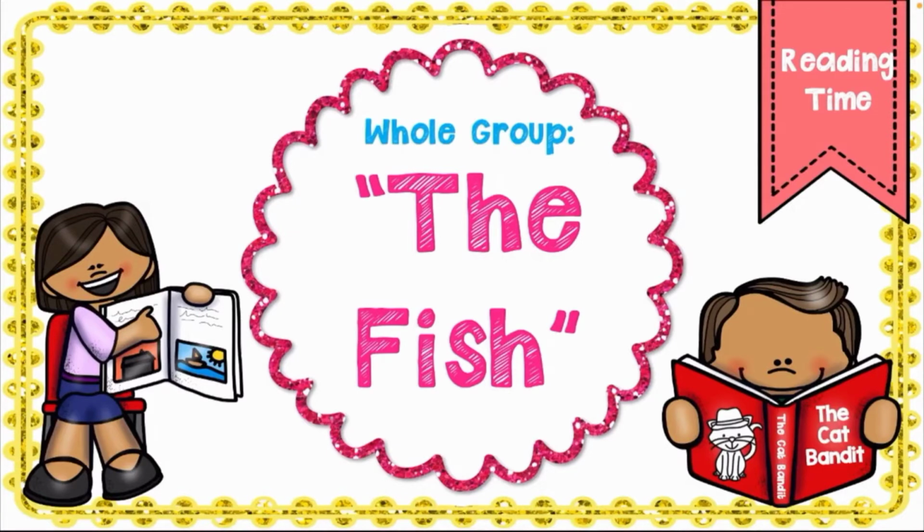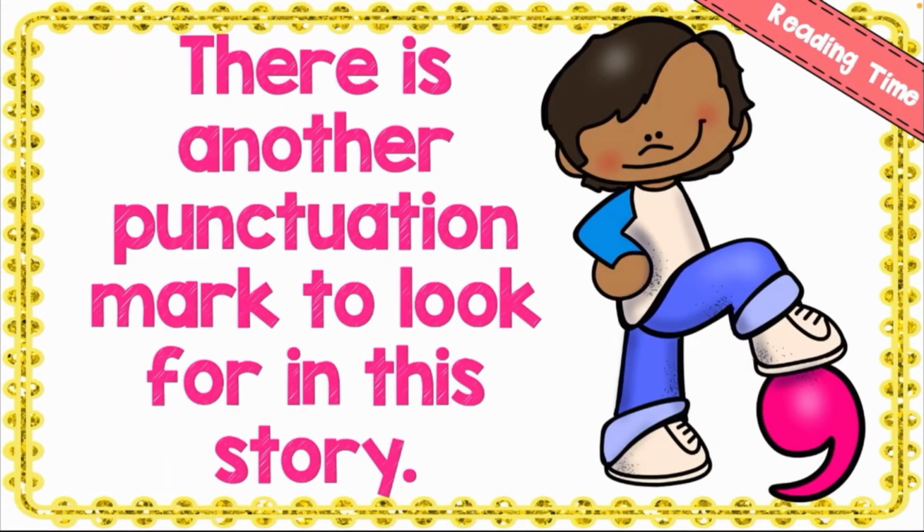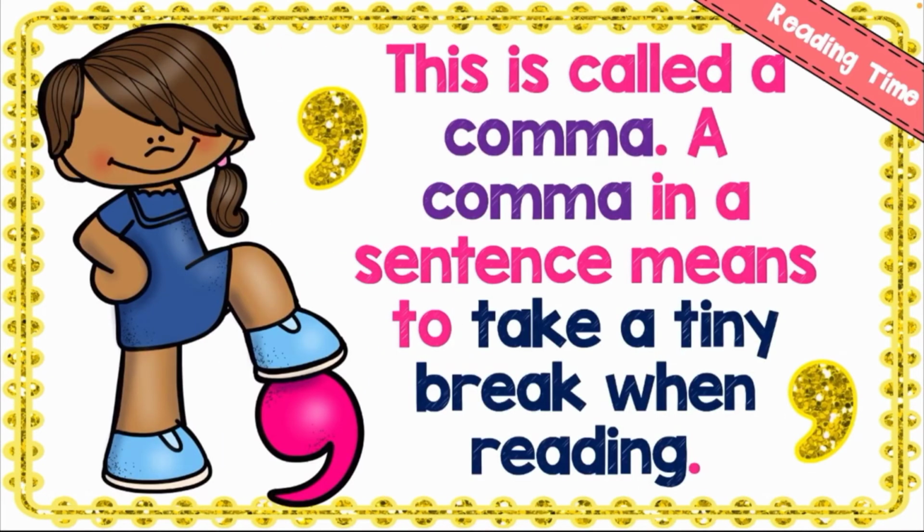Now we are going to be reading a very exciting story from the Cat Bandit titled The Fish. Today you will read a new story from your reader, The Cat Bandit. There is another punctuation mark to look for in this story. And what punctuation mark is that? It is the comma. You can see it.